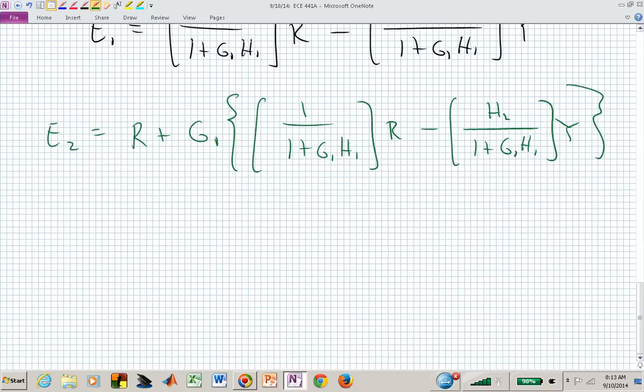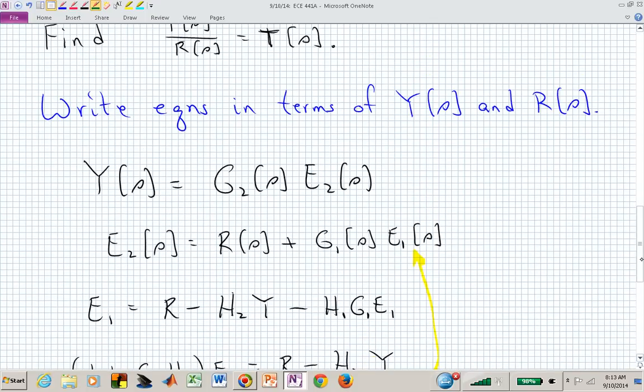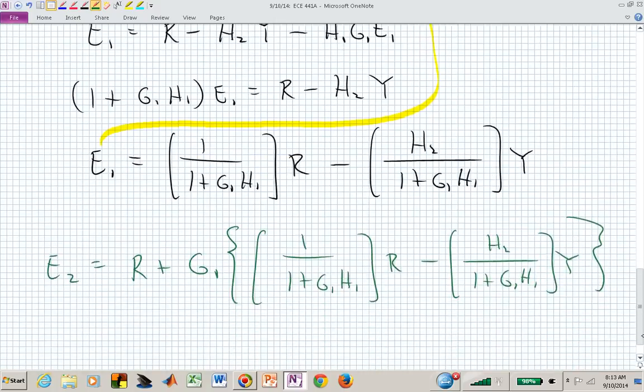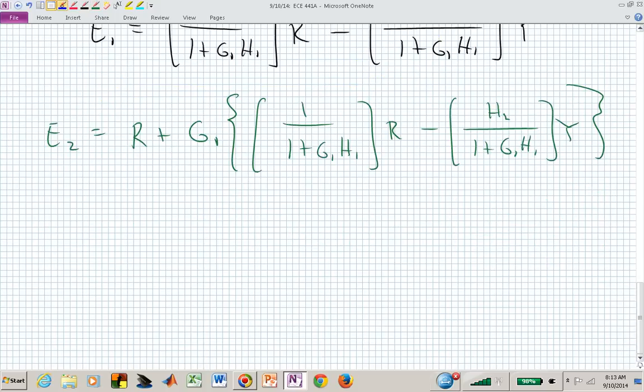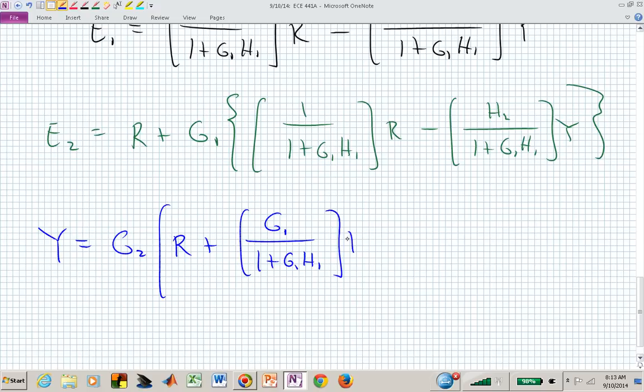I'm almost home. I can now go back to my very first equation, and I have Y is equal to G2 E2, and I now have found an expression for E2 in terms of just the input R and the output Y. So now I can say that Y is equal to G sub 2 times that expression for E2, which is R plus G1 over 1 plus G1 H1 R minus G1 H2 over 1 plus G1 H1 Y.